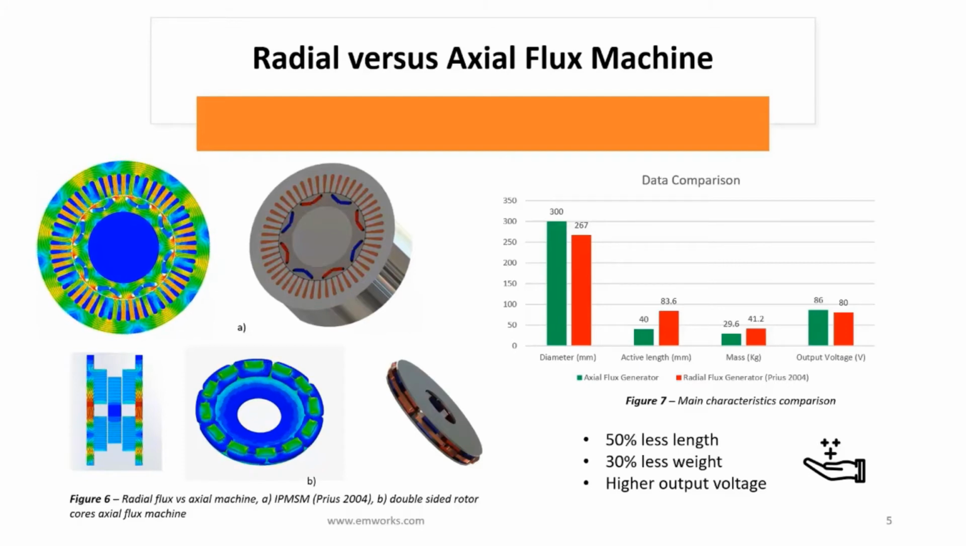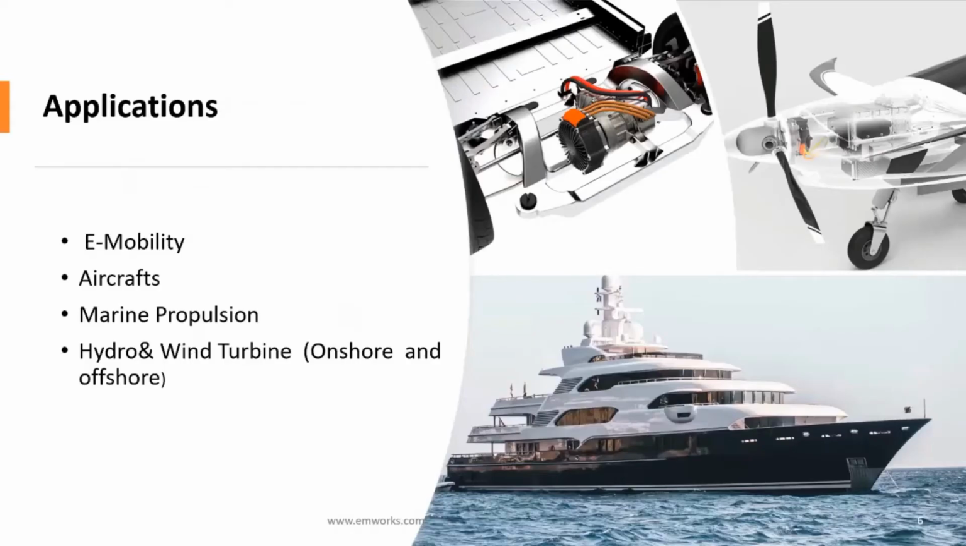As can be seen from figure 7, both machines have close diameters, but the axial flux machine has 50% less length and 30% less weight, but it provides higher output voltage. As a conclusion, from what we have done, the axial flux machine produces higher output voltage with less material and reduced size. The axial flux machines are used in several applications and fields.